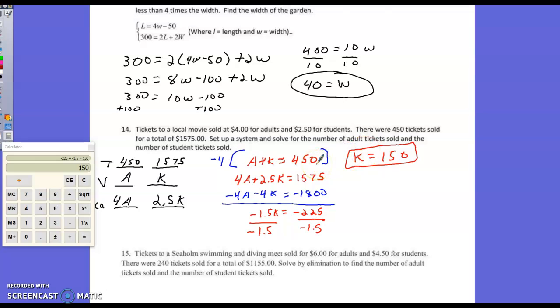So now we have to figure out the adult tickets, since K was the student tickets. We're going to use this: A plus K equals 450. So A plus 150, because that's our K, equals 450. Subtract 150 from both sides. A equals 300.